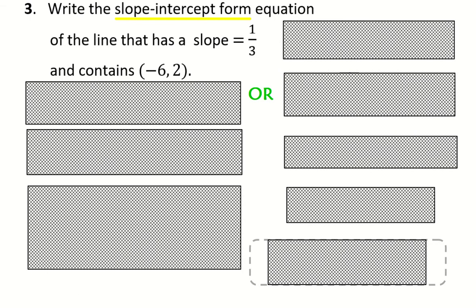But number 3, write the slope-intercept form equation of the line that has this slope and contains the point -6, 2. So kind of changing gears here. Now we have to come up with the equation. They're telling us what our slope is, and they're telling us a point.